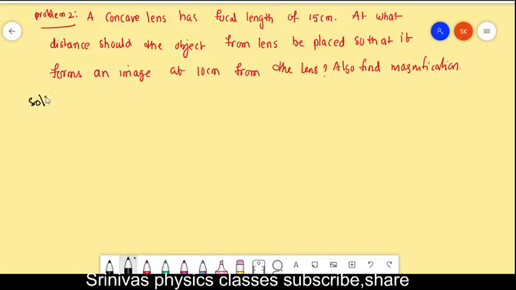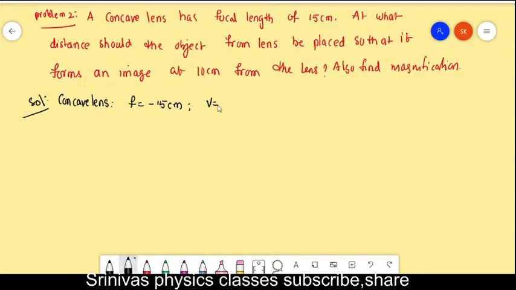Okay, anyone write in the chat box within 1 minute? Concave lens they give, right? It is a concave lens. Concave lens always forms virtual image on the left side only. Concave lens focal length you should take negative. Convex means positive, concave means negative. At what distance should the object from the lens should placed? Object at what distance placed? That is our question. So that the image forms at 10 centimeters.